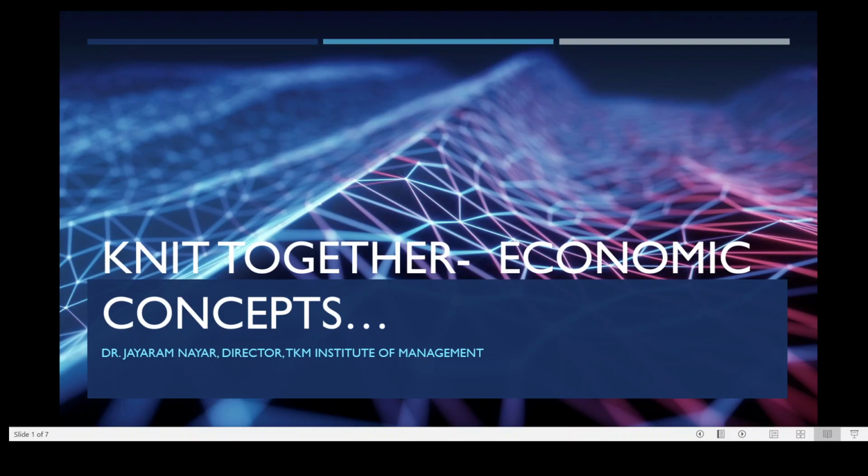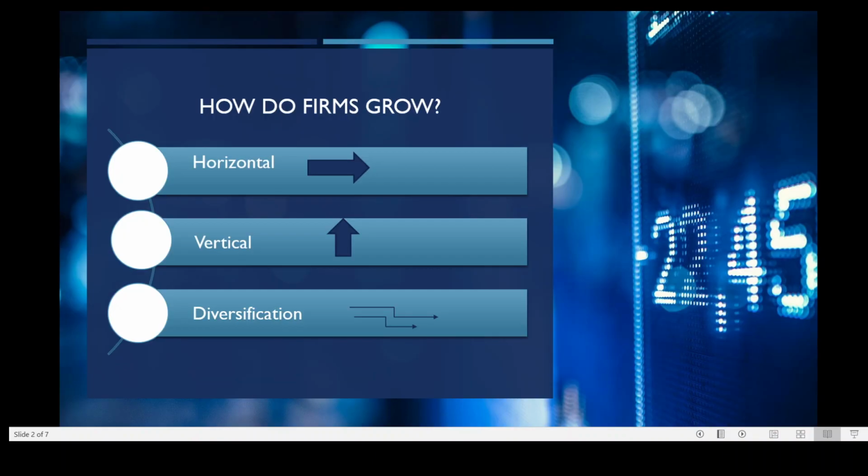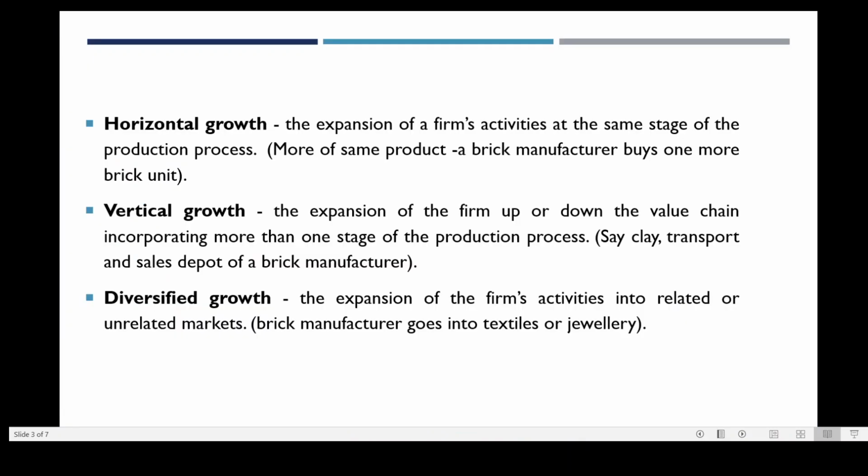Firms can grow parallelly, horizontally we call it, or they can grow vertically by going upwards or downwards, depending on what the firm looks towards. We call it forward linkages and backward linkages. Diversification is when you explore into new markets. So let's try to look at these in detail.